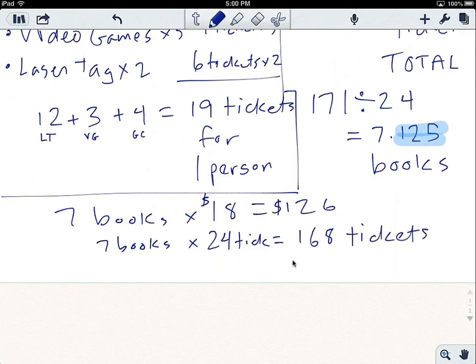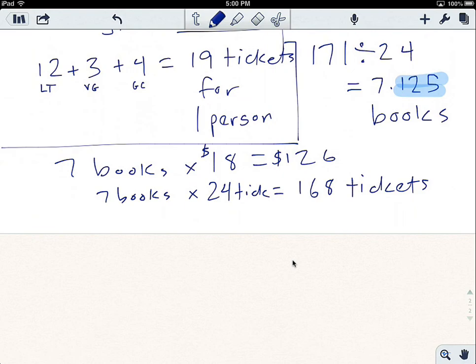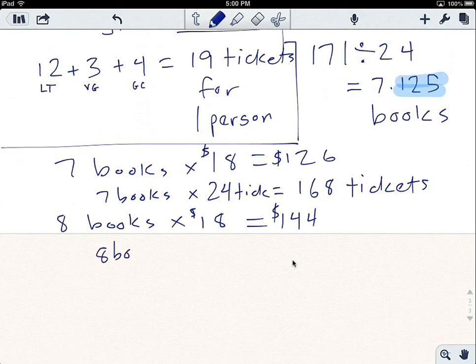Is it going to expand my page on that? Let's find out. All right, so then if we bought 8 books, and we're using kind of a guess and check method right here. So 8 books times $18 is 144. 144 bucks. And that would give us 8 books times 24 tickets, 192. 192 tickets.